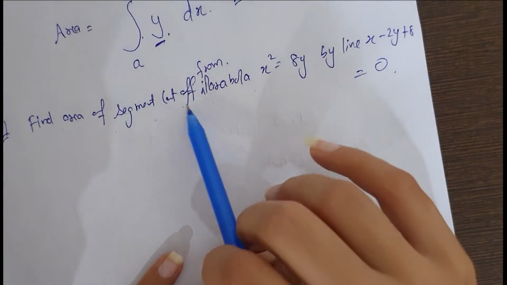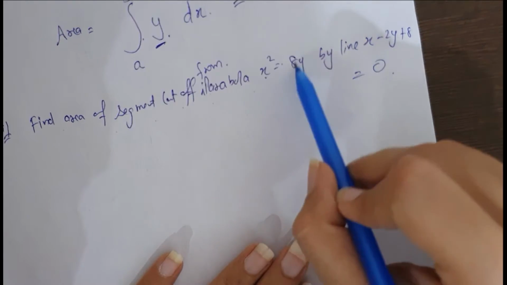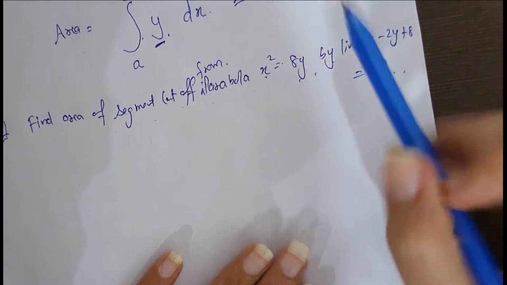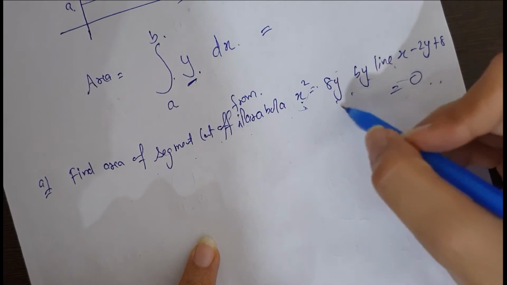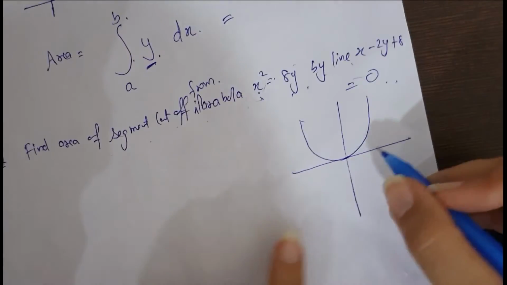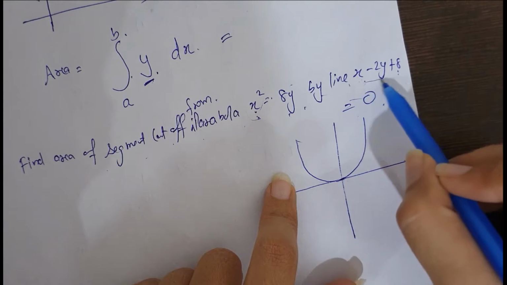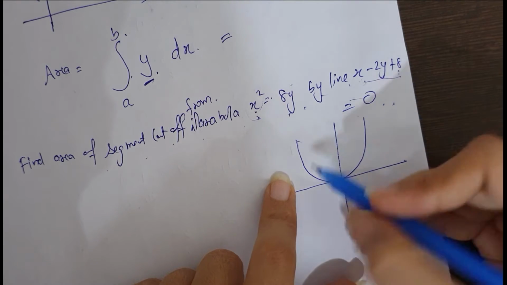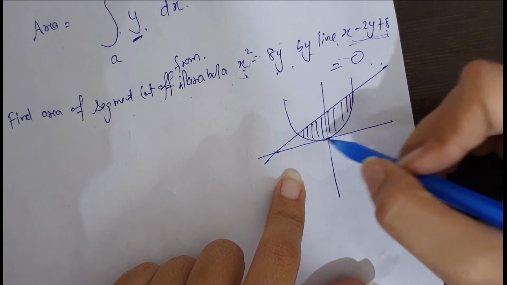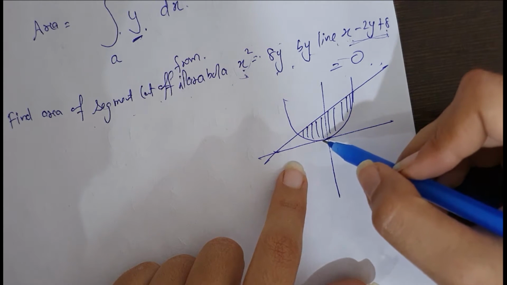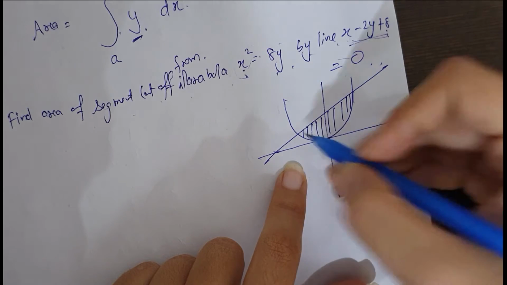Find the area of the segment cut off from the parabola x square is equal to 8y by the line shown. Here x has an even power, so the parabola will be symmetric about the y-axis. This is the equation of the line that cuts the parabola. So this is a common region of the parabola and a line. In this type of question we have to find the area of the common region of two curves.